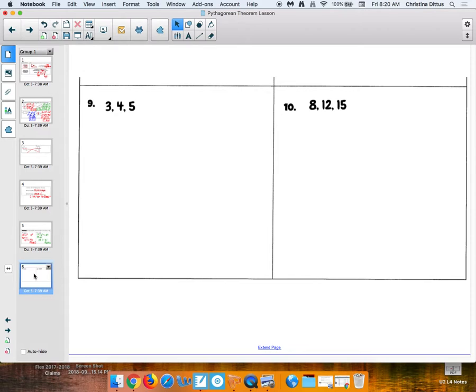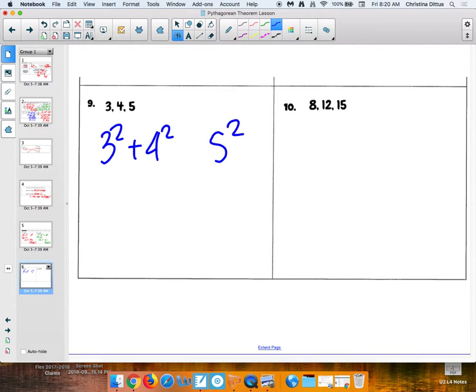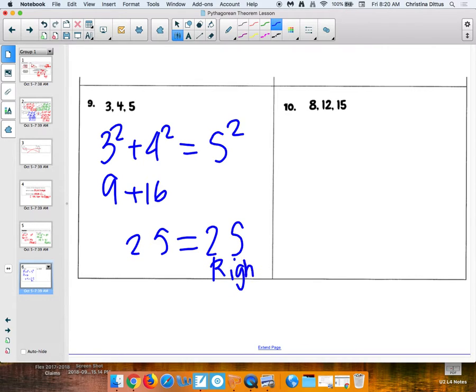Which one goes out by itself? 5. So I got 3 squared plus 4 squared and 5 squared. 5 squared is 25. What's 3 squared? 9. 4 squared is 16. Which one's bigger? Neither. They're the same. So it's going to be right. Good, Caleb. If a squared plus b squared equals c squared, that's our Pythagorean theorem. They're the same. It is a right triangle. Look at you using that noggin. So good. Okay, last one.